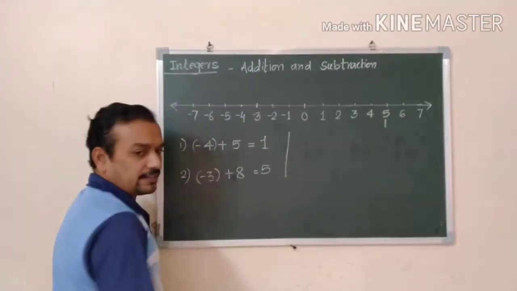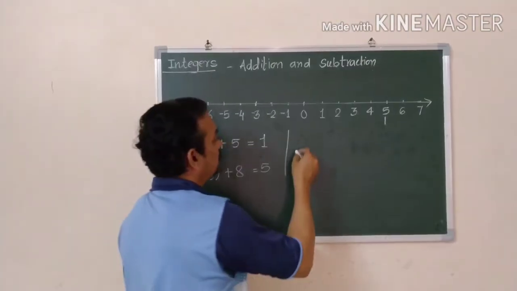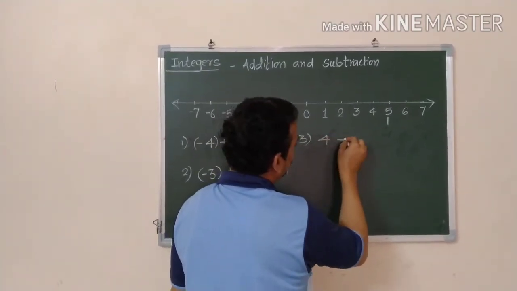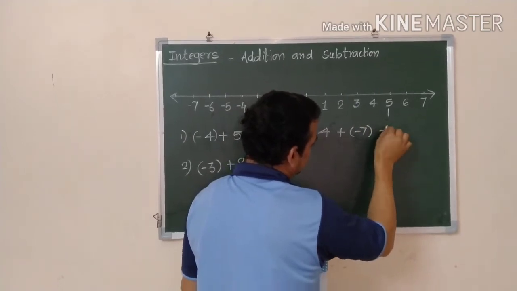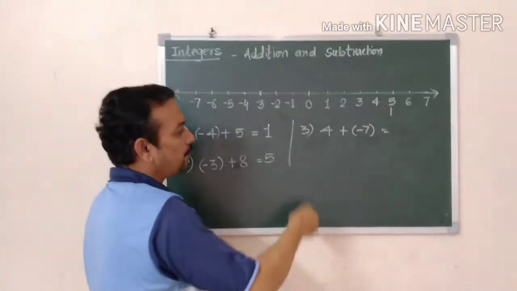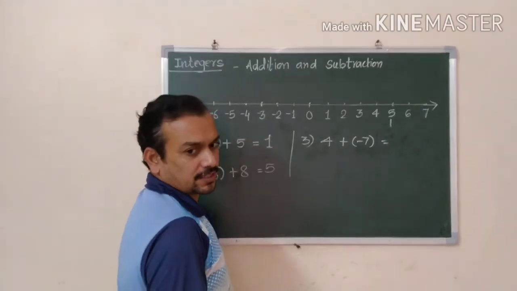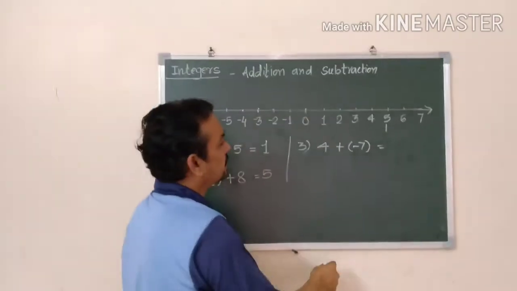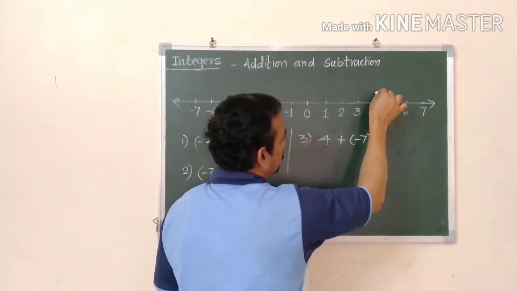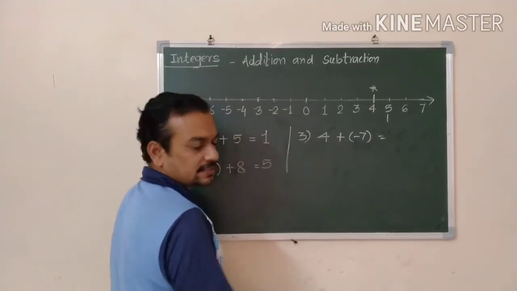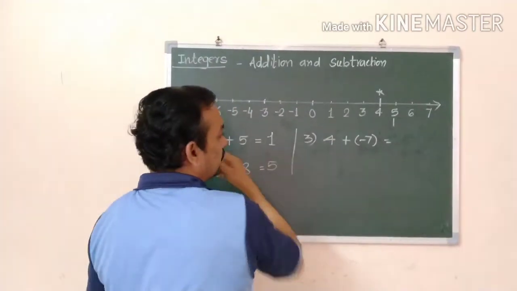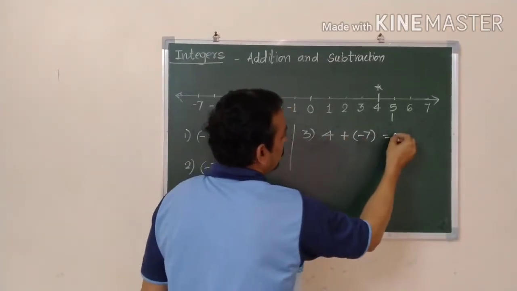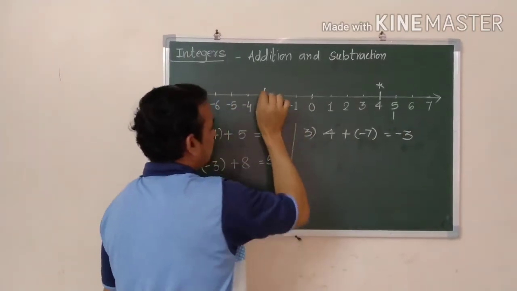If we add a negative number to the given one, look at here, I will explain such an example. 4 plus -7. If we add a negative number to the given one, then move backward. How many places? 7 units. Where is 4? Here is 4. Move backward 7 units: 1, 2, 3, 4, 5, 6 and 7. We got -3 as the answer.